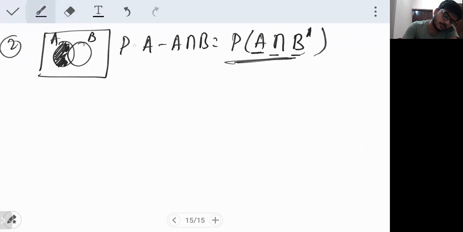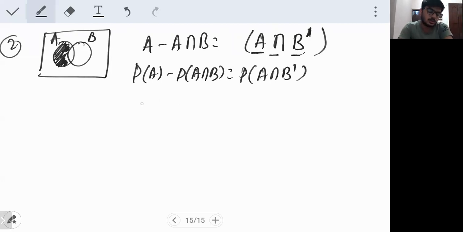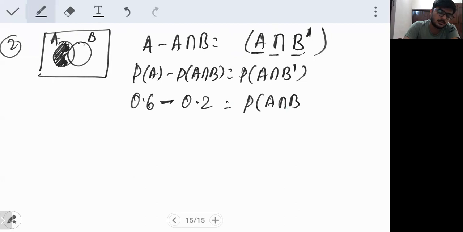So we have to find the probability of this. Probability of A minus probability of A intersection B, so no issue with this. The probability of A minus the probability of A intersection B will be equal to the probability of A intersection B dash, right? The probability of A was equal to 0.6, and the probability of A intersection B is equal to 0.2. So the probability of A intersection B dash will be equal to 0.4.